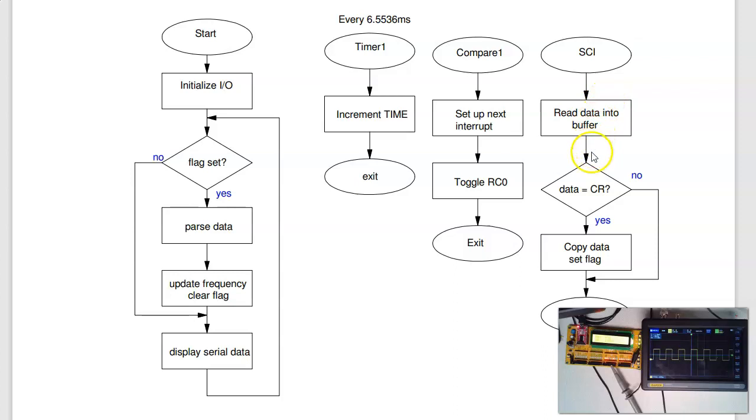If I type in a number like 123, it saves it in a buffer. When I hit enter, it copies the data and sets a flag. The main routine then looks for that flag, and if you see it, parse the data to see what the frequency is, like 123, calculate the number of clocks between interrupts for that frequency, update the display, and repeat.